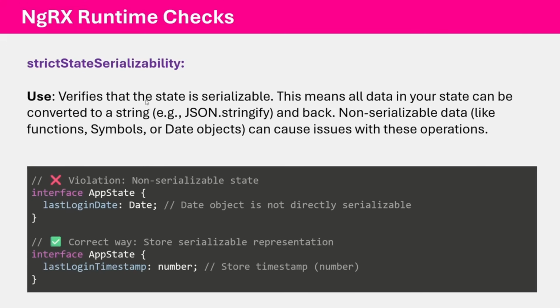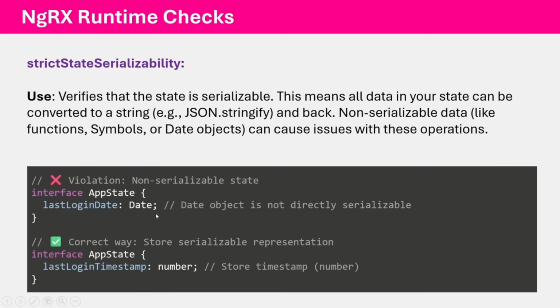Now the data which cannot be serialized are functions, symbols, or date objects. For example, let's say we have a state called last login date, which is of type date and time. This data cannot be serialized. A date object is not directly serializable. So for such state, if we have enabled strict state serializability, it will throw an error.